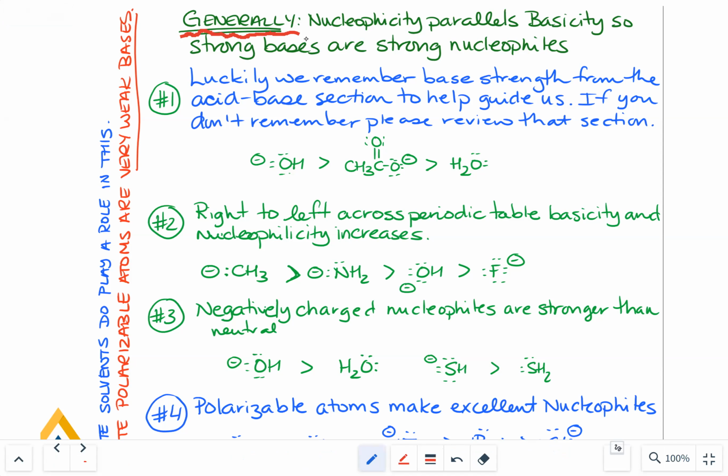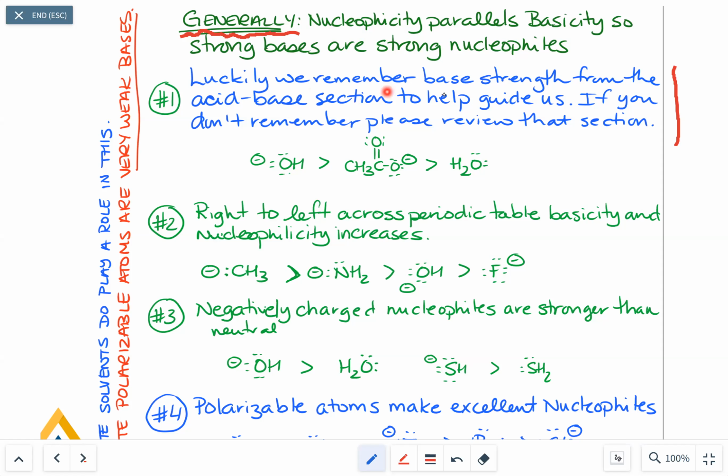Nucleophilicity, I'll use my laser here. It's funny, in Zoom, there's all these little sidebar things. I'm trying to get them out of the way here.